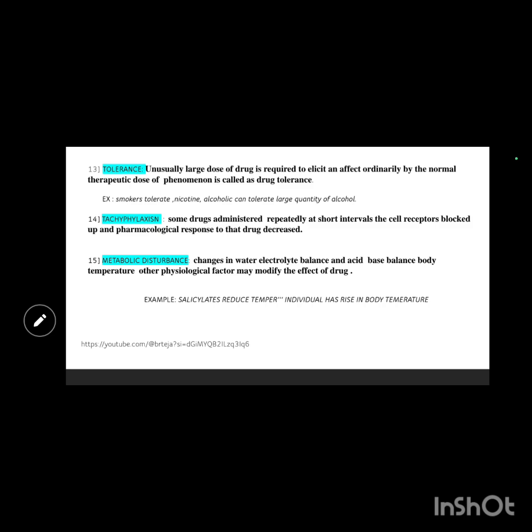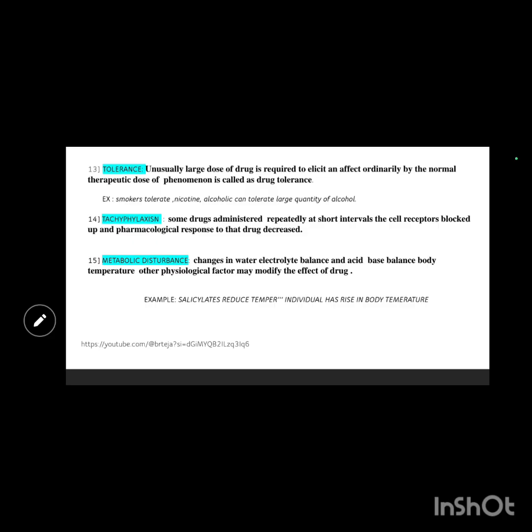Next one, metabolic disturbances. Changes in water and electrolyte balance, acid-base balance, body temperature, and other physiological factors may modify the effect of a drug. Metabolic disturbance in water electrolyte balance, like oral rehydration, and the balance of acids and bases, for example the electrolytes sodium and potassium in our body's electrolyte system.